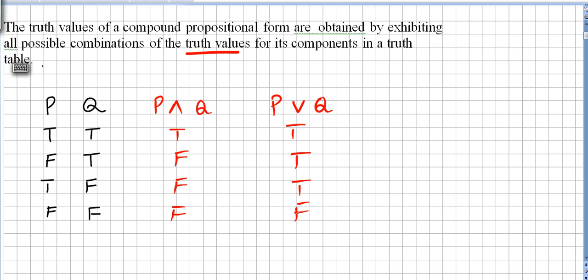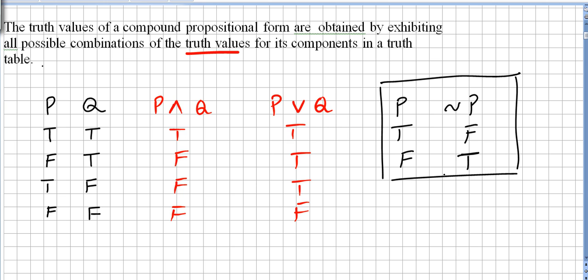There is a table here that is a bit different: the table for P and not P. This table is different because if this is true, this one is false, and if this one is false, then this one is true. This is a different table, a very easy one to do, because the value of not P depends only on the two possible values of P. So this is the table for P and not P.